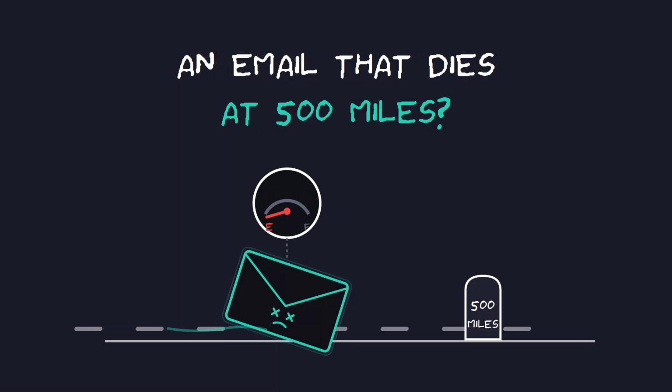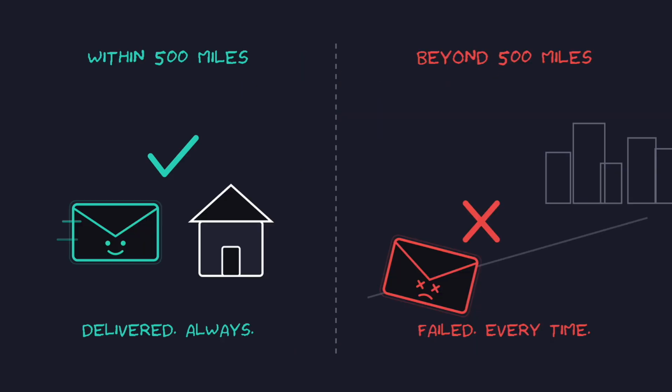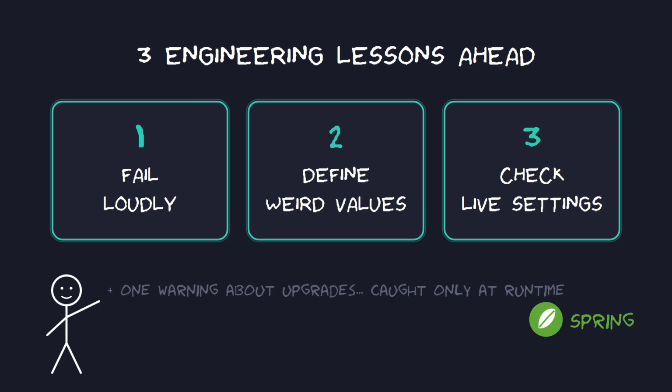This is the story of an email that physically could not travel more than 500 miles. Under 500 miles, every message arrived perfectly. Past 500 miles, every message died. The same exact distance, every single time. It's true, and it accidentally measured the speed of light.